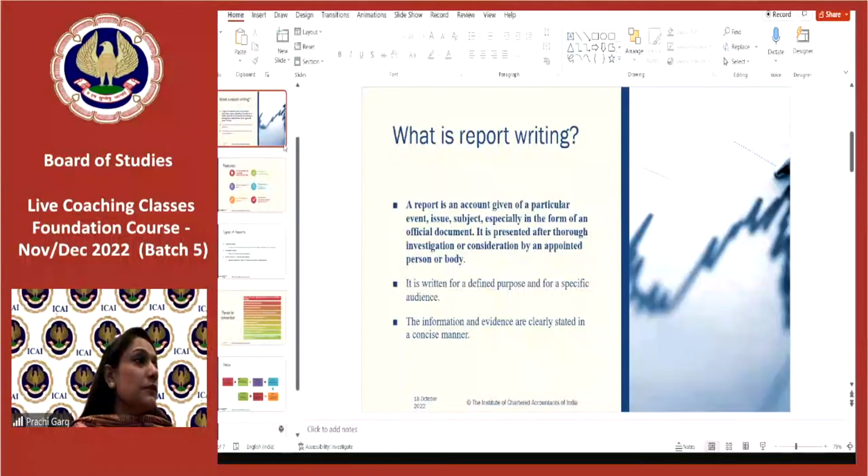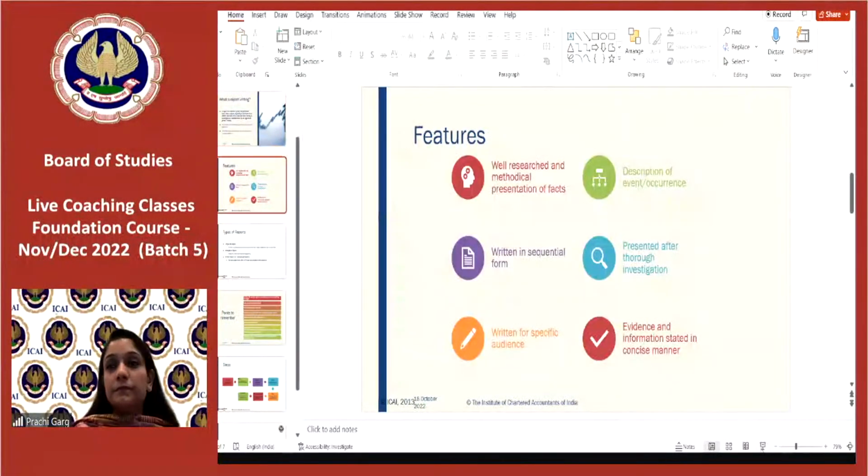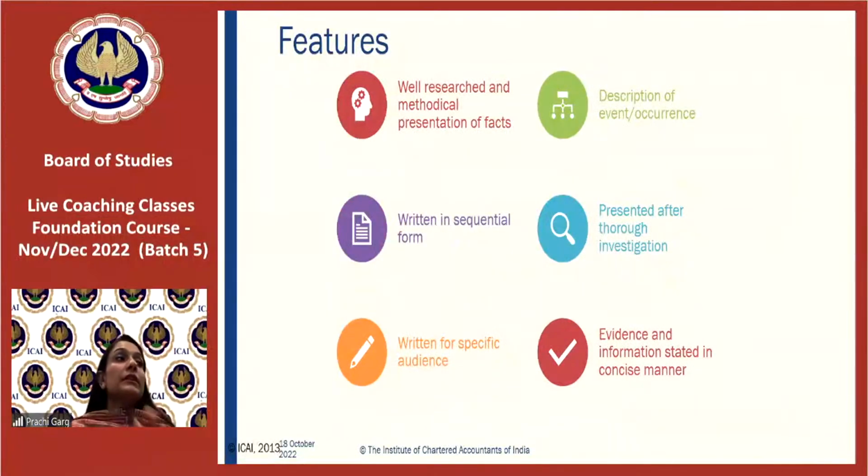Now let's talk about the features. What are the features of report writing? It has to be well researched. The research has to be top notch, to the point. It has to have a methodological presentation of facts. That means it has to be in sequence. It has to be strategized how you present the facts, all the facts connected to each other.